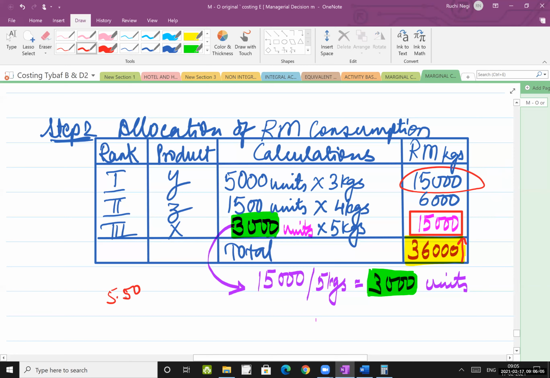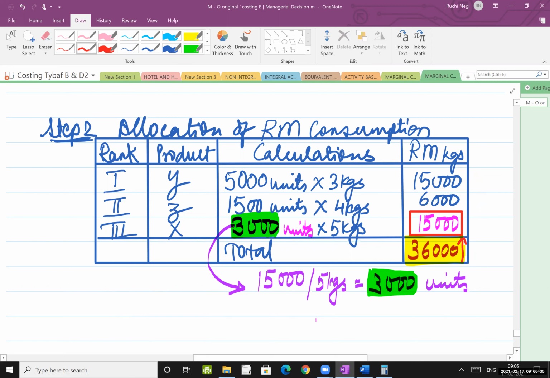What is its contribution? 5 rupees 50 paise per unit. Okay, so again I will give next priority to this for production, 1500. So 1500 into 4, so my 6000 kgs of raw material will be used. Okay, and for the third, because it is the least profitable, its contribution is 5 rupees per unit. So what will I do with it? Whatever is the balance with me, I will use that. Okay, that combination I will use.